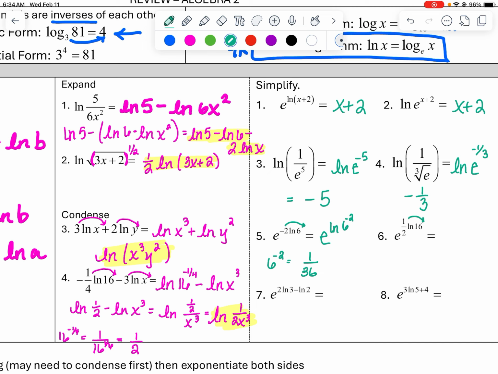Similar with number 6, we can put that 1/2 power there. So e to the natural log of 16 to the 1/2. The e and the natural log cancel each other out. 16 to the 1/2 then is 4.